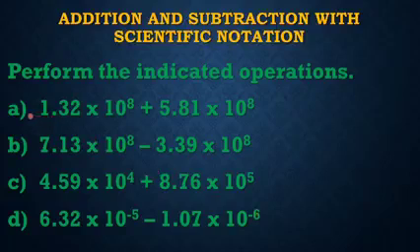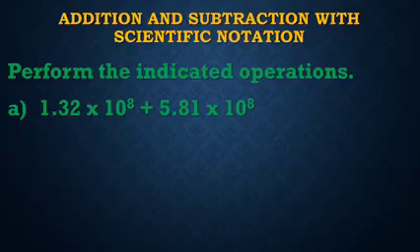So in letter A and B, we're adding and subtracting where the powers of 10 have the same exponent. In this case, we have a common exponent, which is 8. The same with the subtraction, the common exponent is 8. In the case of letter C and letter D, we are adding and subtracting with different exponents. So how can we get the sum and difference with scientific notation?